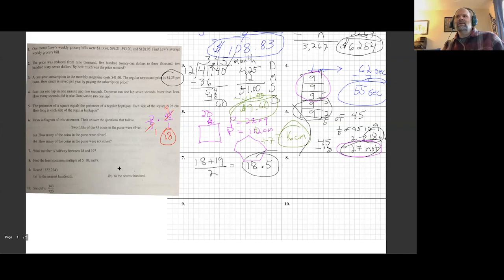Okay, number 8. Find the least common multiple of 5, 10, and 8. Least common multiple is not the greatest common factor. The least common multiple is the common number that these three numbers go into, not what goes into it. So it's not 1. It's not the greatest common factor.